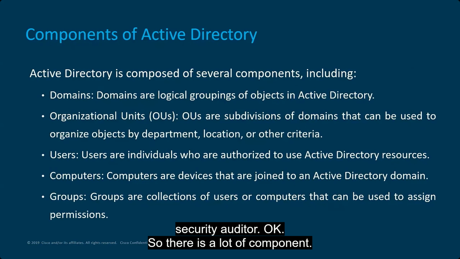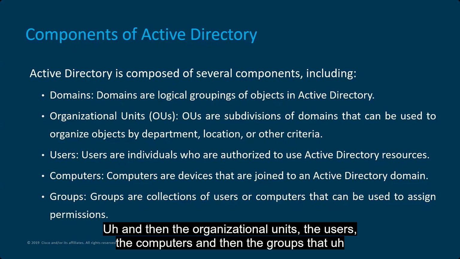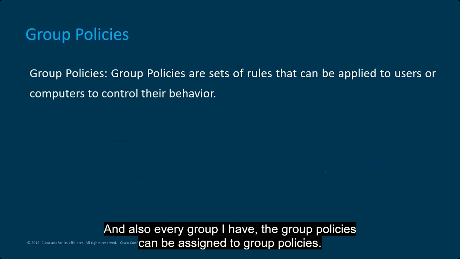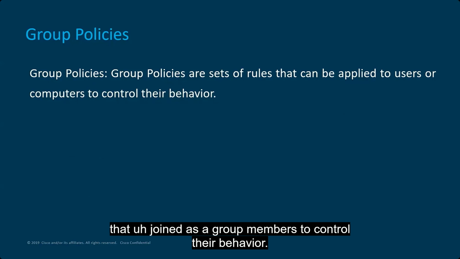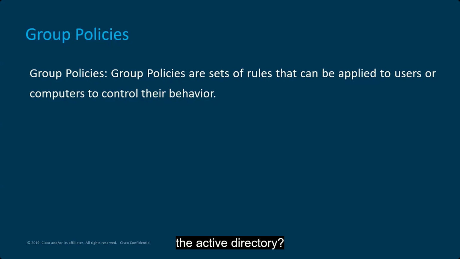Okay, there are a lot of components in Active Directory, including the domain itself, the organizational units, the users, the computers, and the groups that collect users and computers to be assigned certain permissions. Every group can also be assigned group policies. This is a set of rules that can be applied to users or computers that join as group members to control their behavior. What can they do? What can't they do in their usage of the Active Directory?